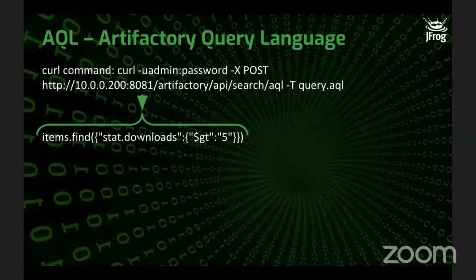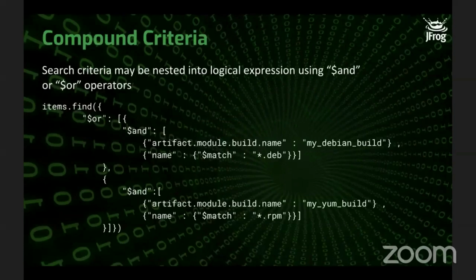Item find, here's what you're looking for: a statistic of downloads, and I want it greater than 5. I want to know what artifacts have been downloaded more than 5 times anytime, I want to look and find it. You can do complex searches. You can go through and do ands and ors. You can also use operators. You can go and use matches.